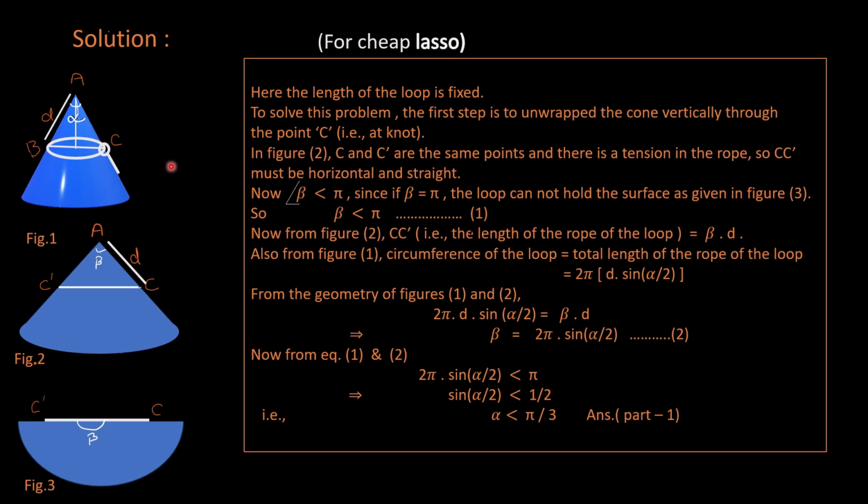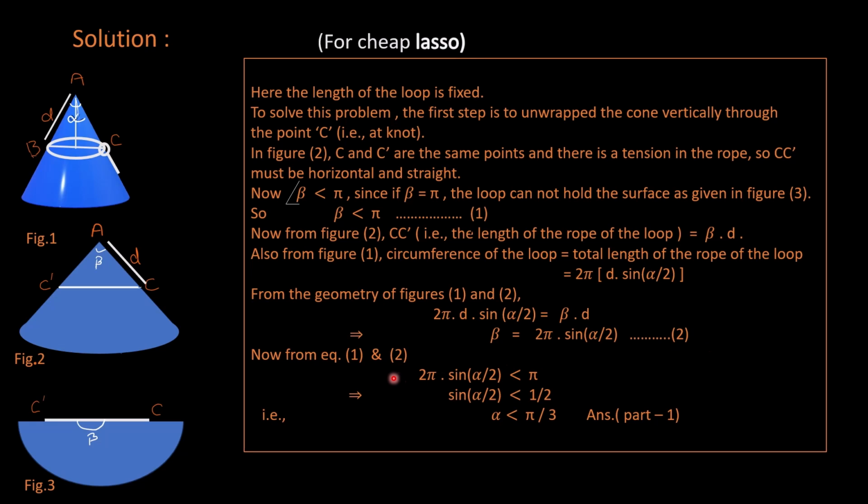Also from figure 1, the total length of the rope of the loop must be equal to the circumference of the loop, and this is equal to 2 pi into d into sine alpha by 2, where d into sine alpha by 2 is the radius of the loop. This can be shown in figure 1. Now from the geometry of figure 1 and figure 2, we can say that 2 pi into d into sine alpha by 2 must be equal to beta into d. That is, beta is equal to 2 pi into sine alpha by 2. This is our equation 2.